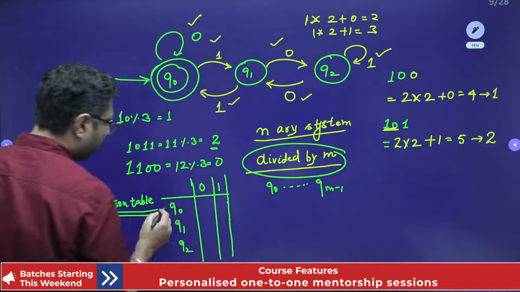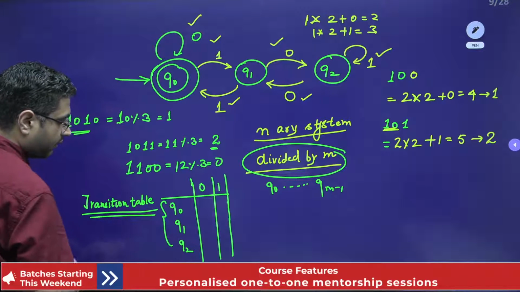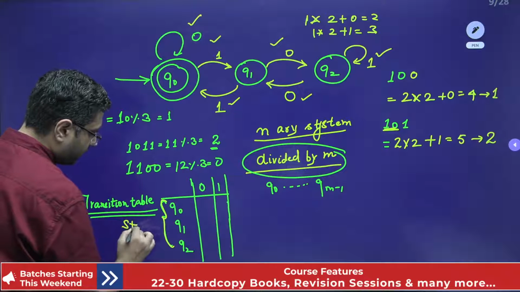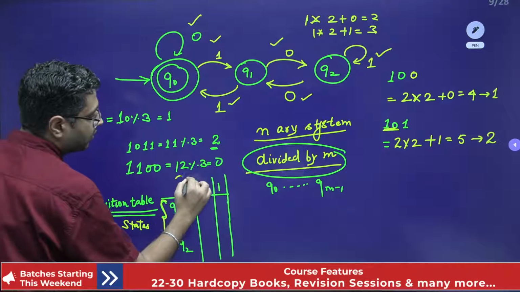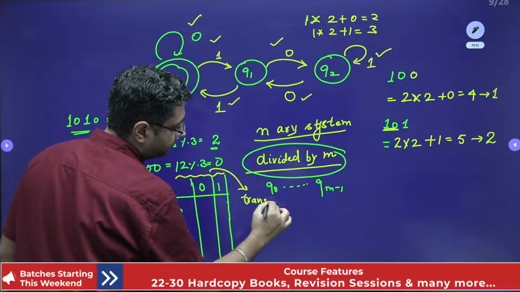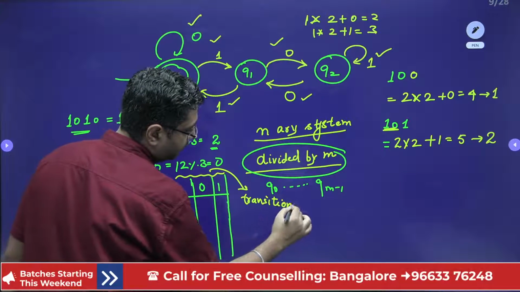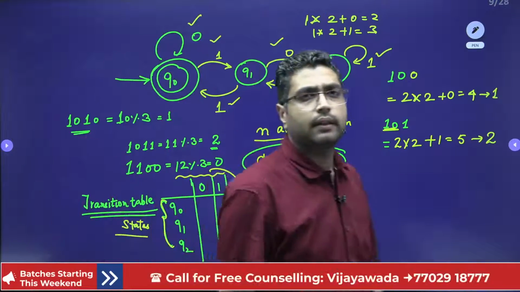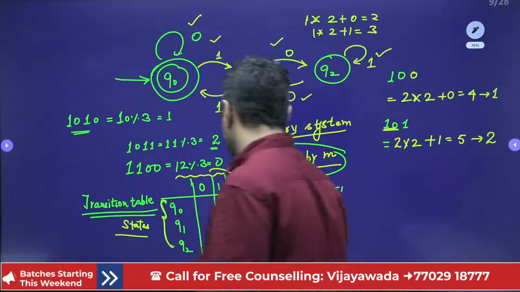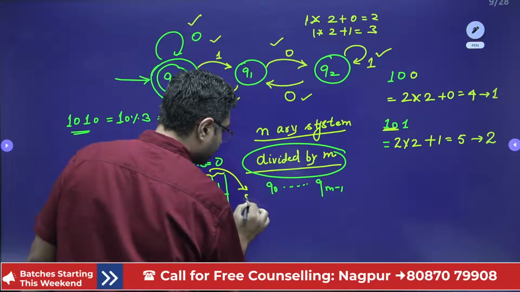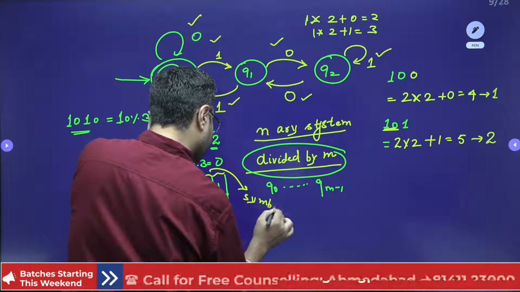The states will come over here. So these are going to be your states, and these are going to be your symbols, the input alphabet basically.